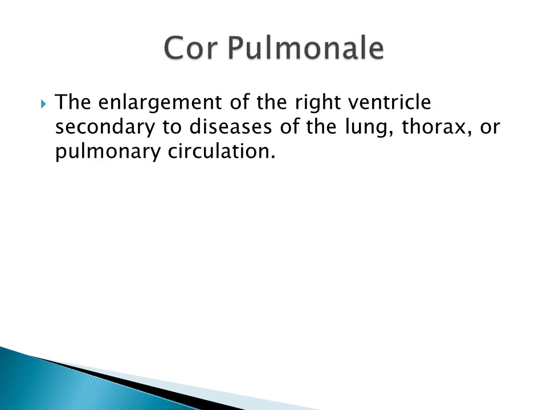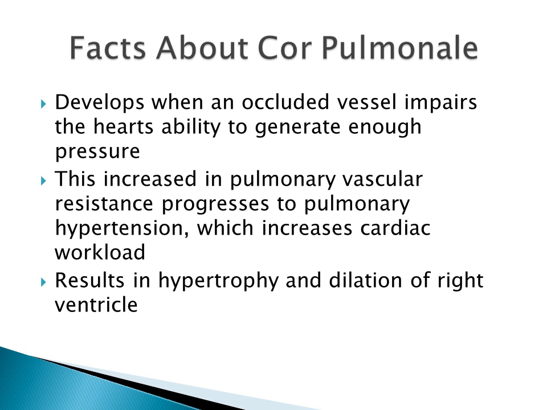Cor pulmonale is the enlargement of the right ventricle of the heart secondary to diseases of the lungs, thorax, or pulmonary circulation. It develops when an occluded vessel impairs the heart's ability to generate enough pressure. As mentioned earlier, this increase in pulmonary vascular pressure progresses to pulmonary hypertension, which increases cardiac workload, resulting in hypertrophy and dilation of the right ventricle.